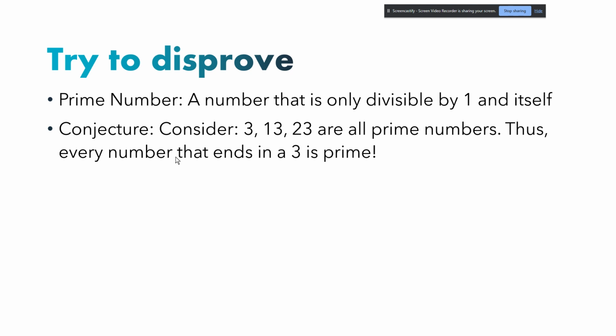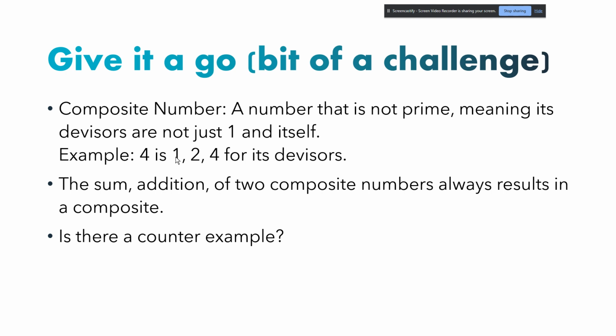So give it a thought, think about it, and you could be saying the very next number, 33. 33 ends in 3, but 33 is 3 times 11. That's no longer prime. There's also numbers like 63. So there's plenty of them. 93. All right, so give this one a go as well. It's a bit of a challenge.